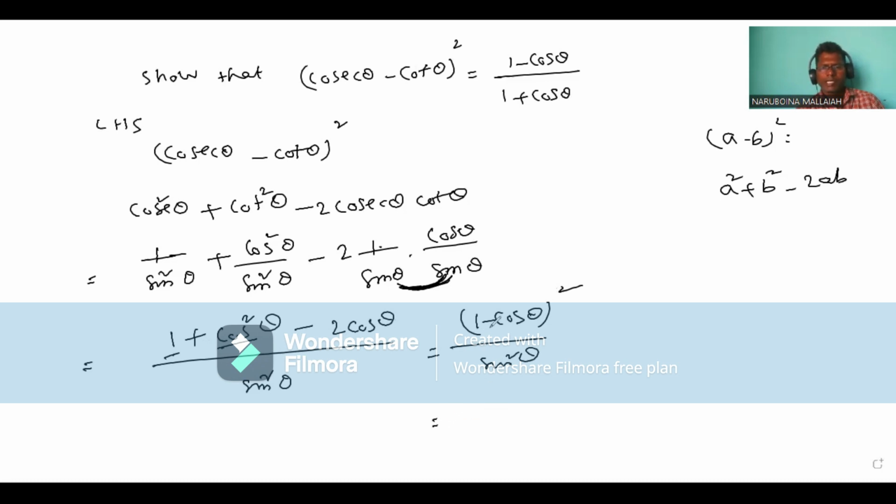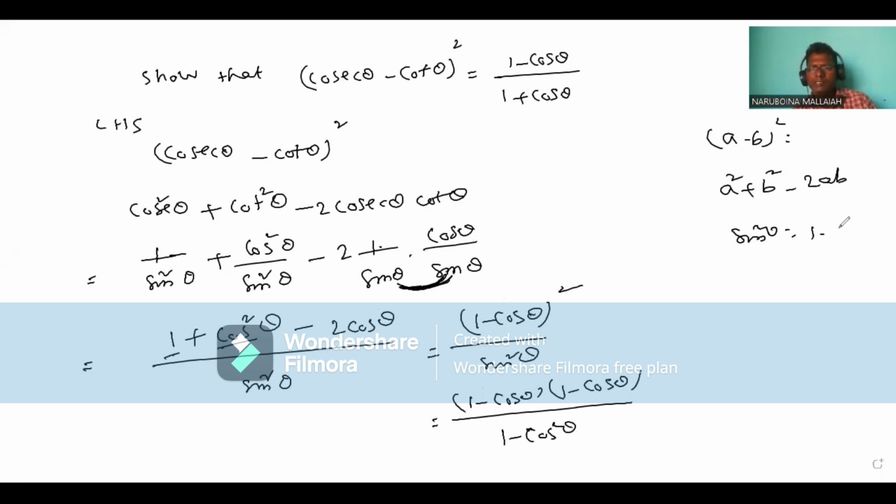Now (1 minus cos theta) whole square, you can write as (1 minus cos theta) into (1 minus cos theta), divided by sin square theta. This is a formula: sin square theta is equal to 1 minus cos square theta. So in the place of sin square theta, I write 1 minus cos square theta.